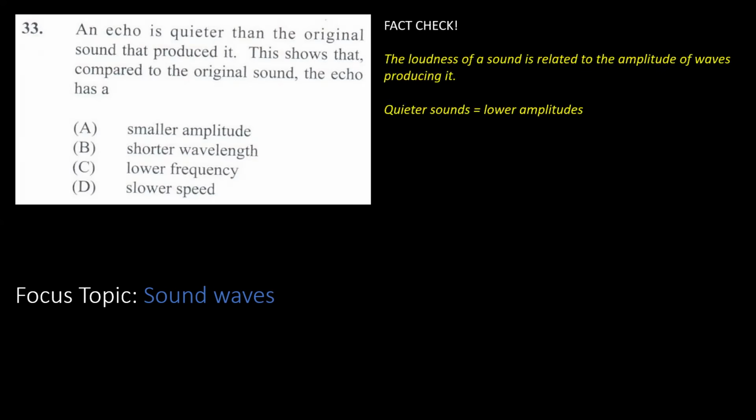Number 33, an echo is quieter than the original sound that produced it. This shows that compared to the original sound, the echo has a... Now, the loudness of a sound is a reflection of the amplitude of the waves that produce it. So quieter sounds will have lower amplitude. So if the echo is quieter, then it means that it has a lower amplitude or a small amplitude. So that's A.